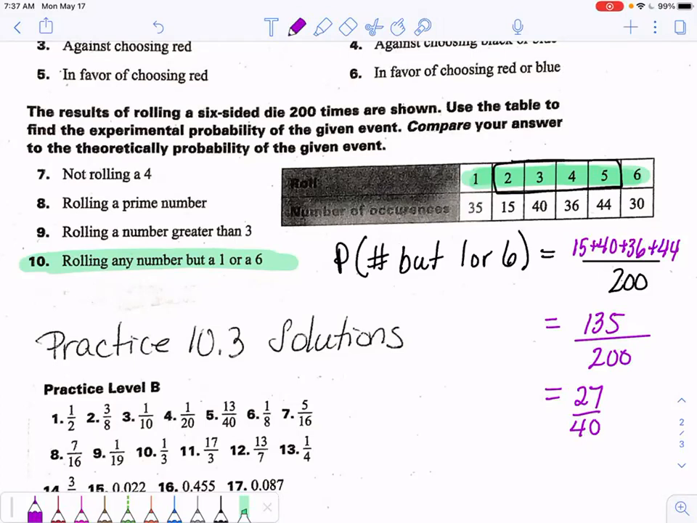Are there questions? So I tried to go over one type of problem from each of the different things that we did on Friday: regular probability, looking at odds, looking at experimental probability. Are there others that you wanted to go over or ask about?